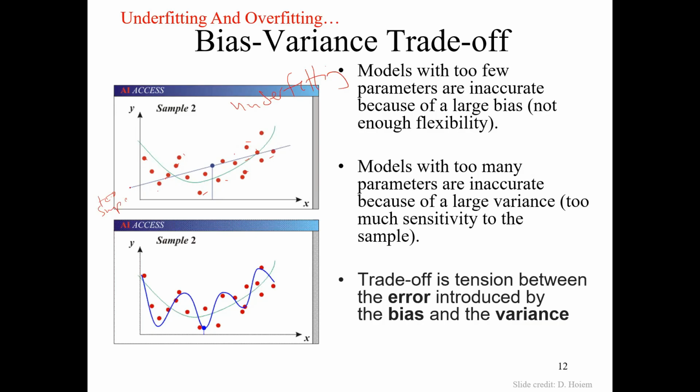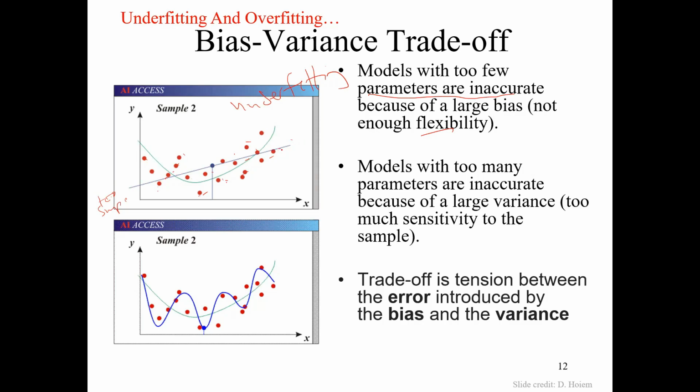You can see here, the model has too few parameters. Models with too few parameters are inaccurate because of a large bias. Not enough flexibility. So you have a straight line. The number of parameters is just too few, only one. So you can see that the model is not able to represent the attributes of the data. Look at some of the data set here, some are here. It's just a straight line.